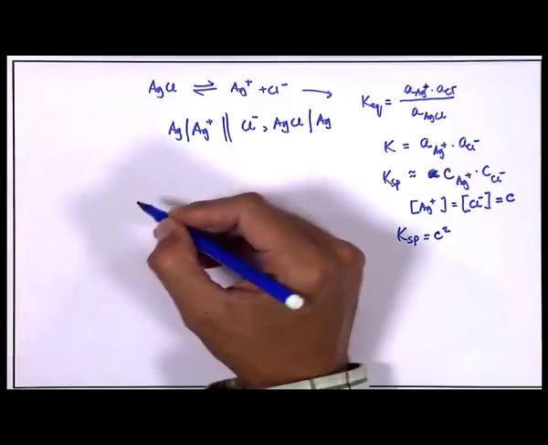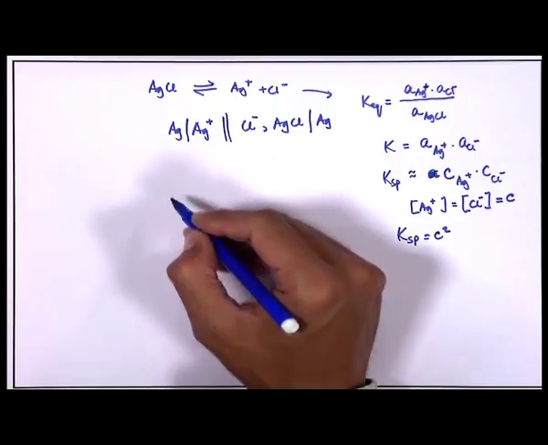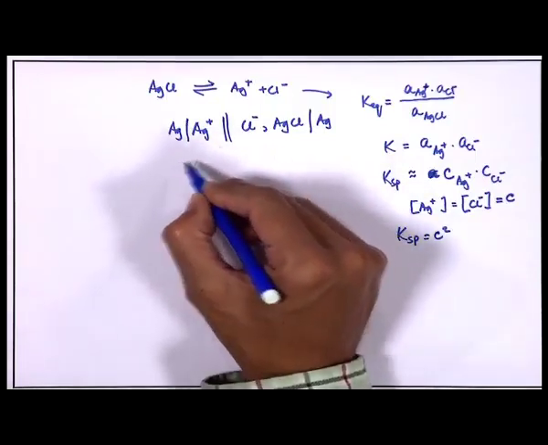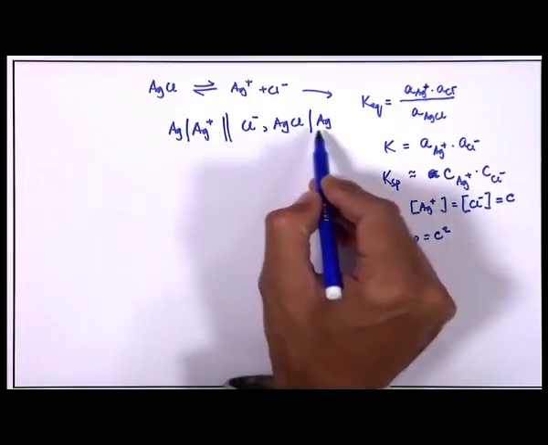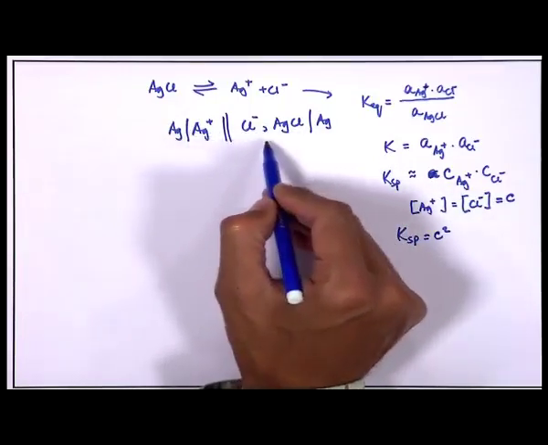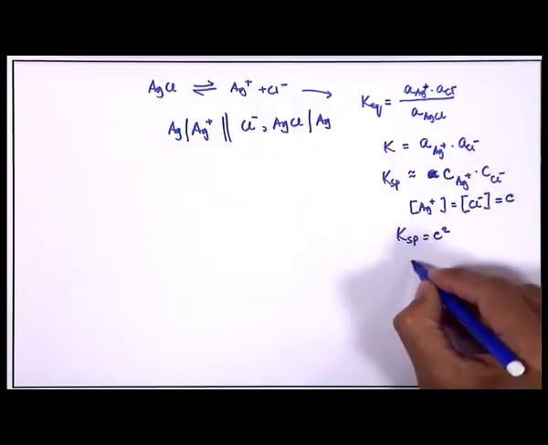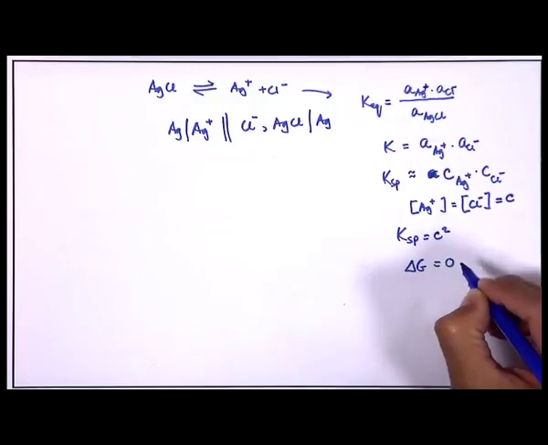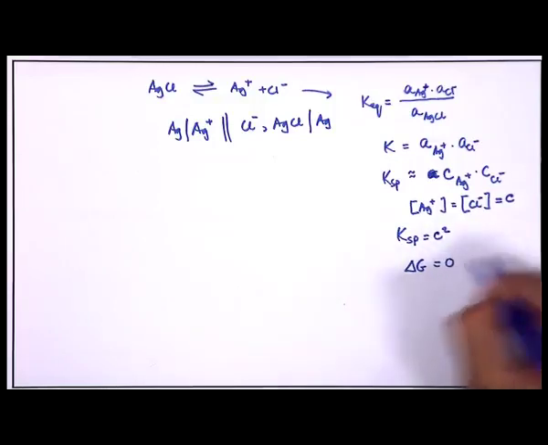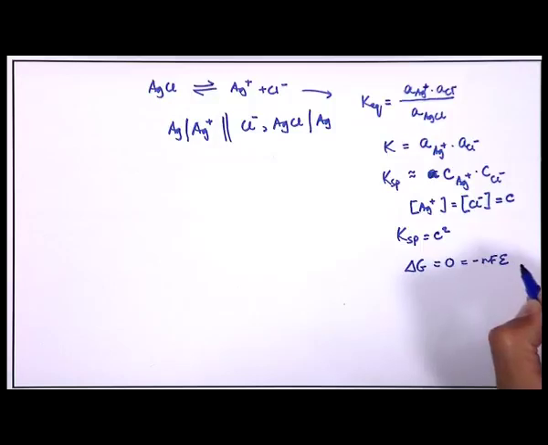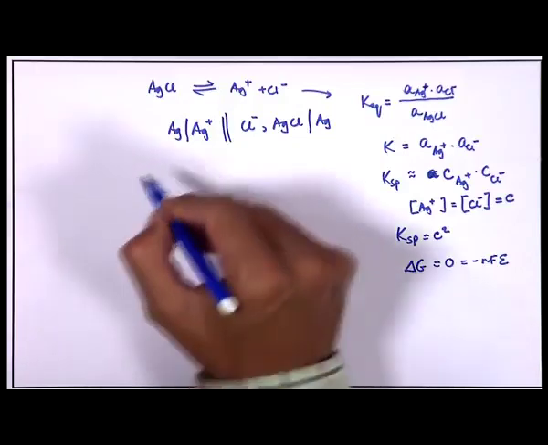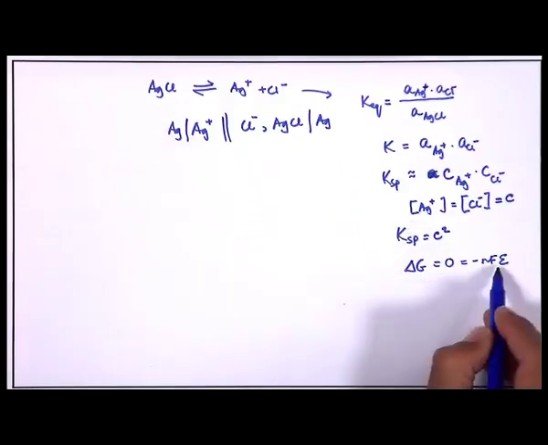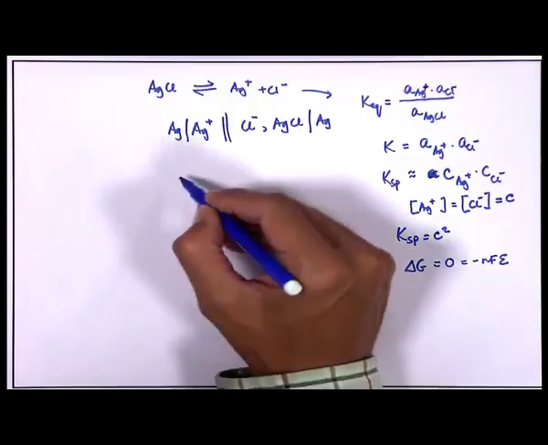So, E0 cell of the above reaction is... at equilibrium, since it is an equilibrium, the cell potential will be 0, because equilibrium means delta G equal to 0. That means you have minus nFE, so this will be equal to 0. Therefore, we can write that at equilibrium your cell potential is equal to 0.